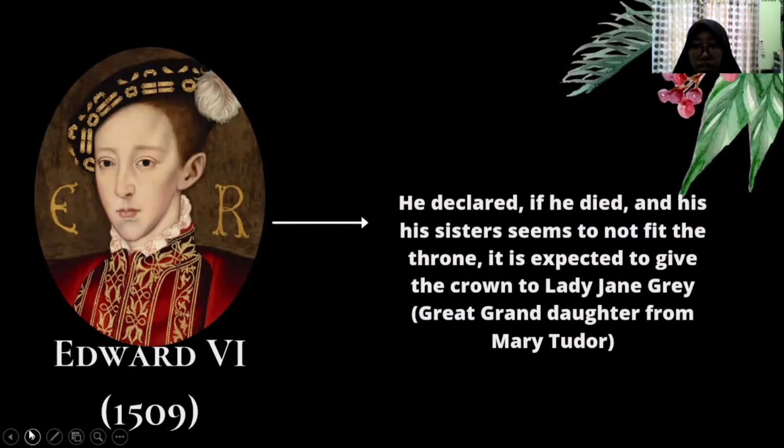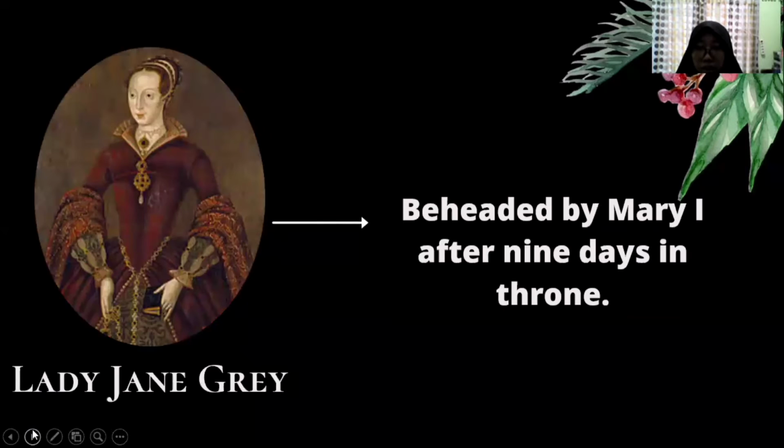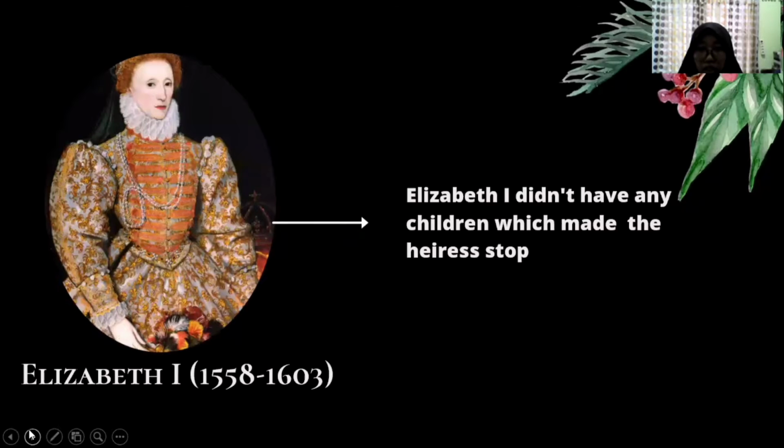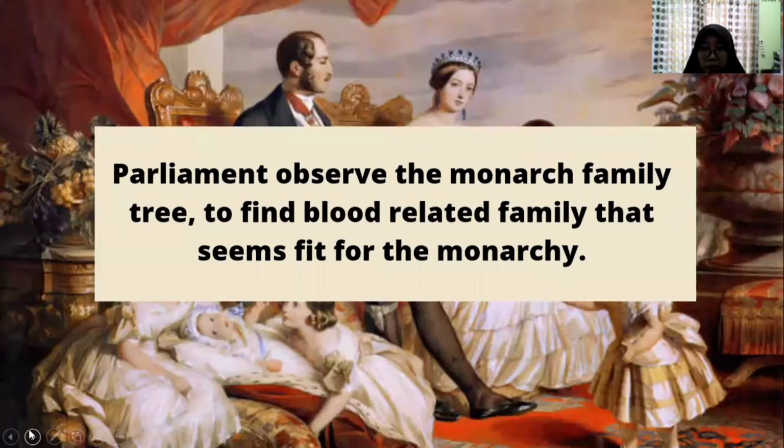Then Edward VI ascended the throne and declared that if he died and his sister doesn't seem to fit the throne, it is expected to give the throne to Lady Jane Grey. And then Lady Jane Grey became the queen for 9 days before being beheaded by Mary I. And then Mary I became the queen for 5 years but had no children, and was continued by her sister Elizabeth I, who also didn't have children, so the heir of the monarchy stopped.